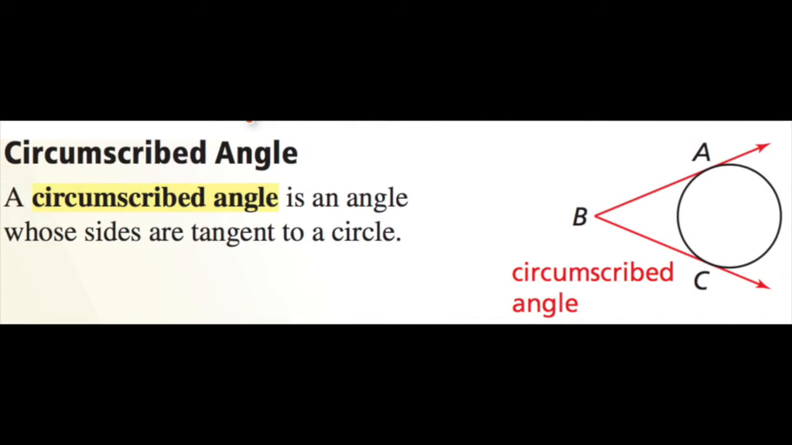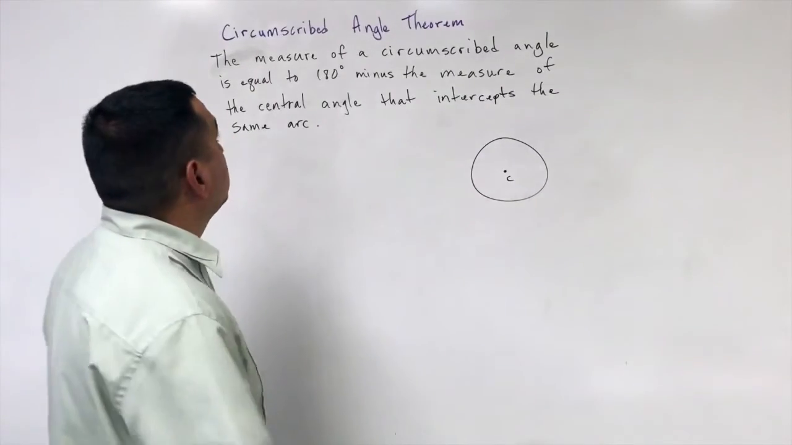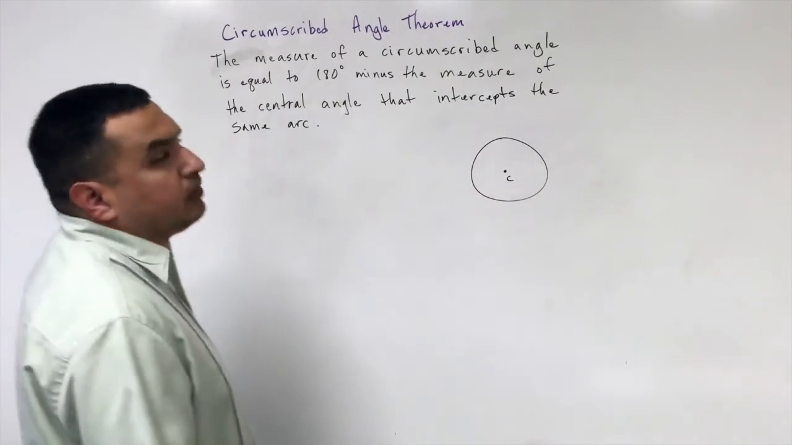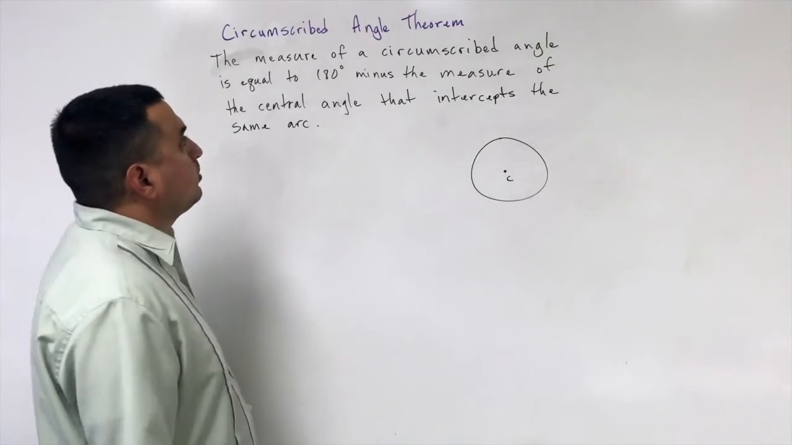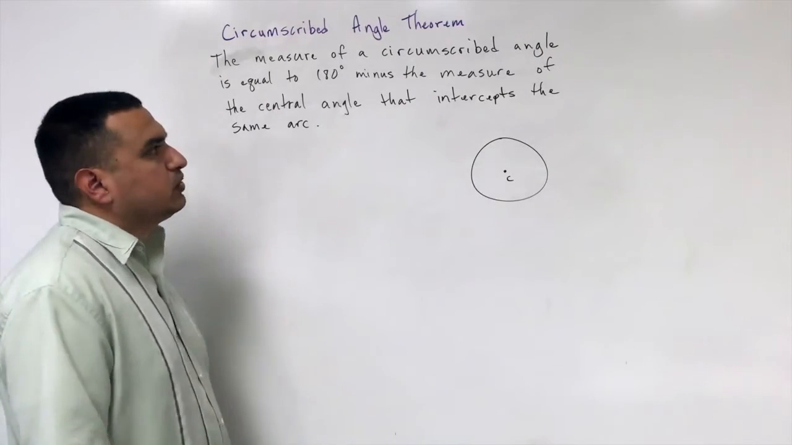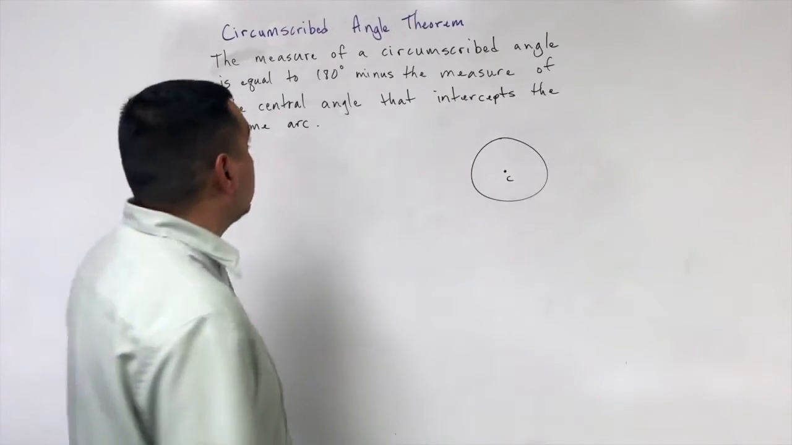A circumscribed angle is an angle whose sides are tangent to a circle, as you see in the picture. Alright, this brings us to our next theorem. It's called the circumscribed angle theorem. It says that the measure of a circumscribed angle is equal to 180 minus the measure of the central angle that intercepts the same arc.